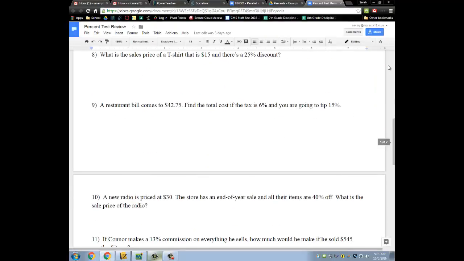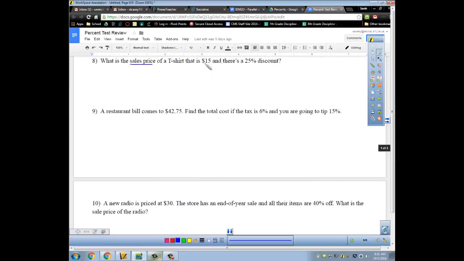Number 8, this time I want the sales price, so that's my new price of a t-shirt that was $15, 25% discount. So first figure out how much is the discount. 15 times 0.25 is 3.75. So you're going to save $3.75, so to figure out the new price, subtract. We're subtracting because this is $3.75 we don't have to pay, it makes it cheaper. So we get a final answer of $11.25.